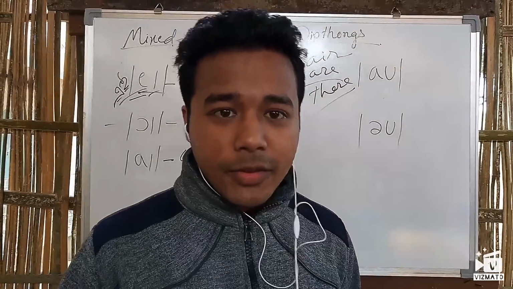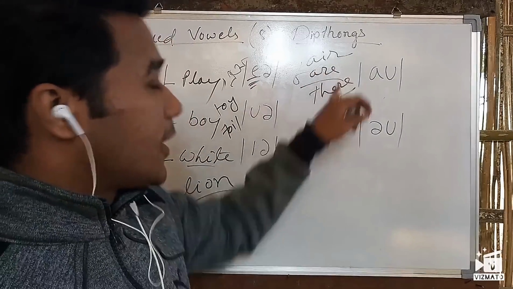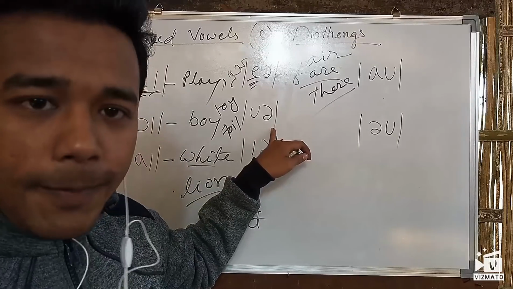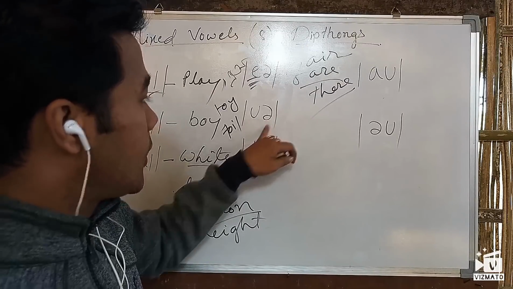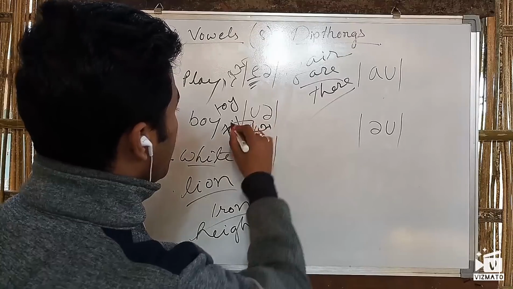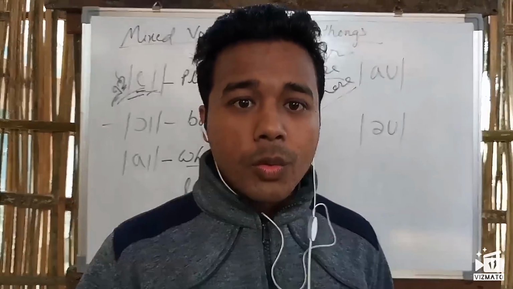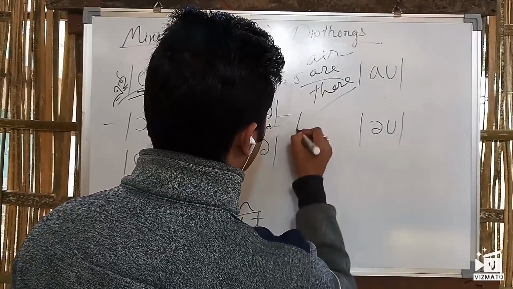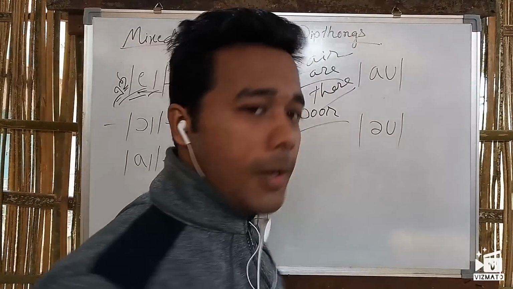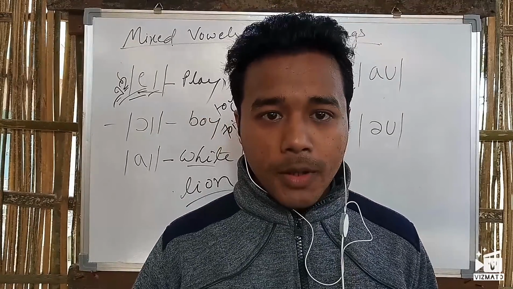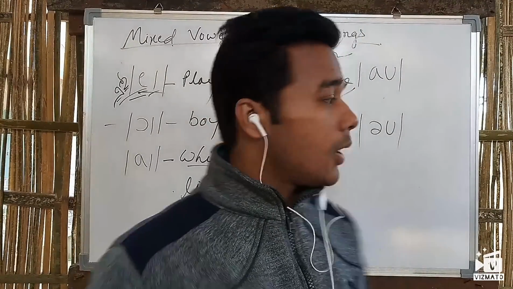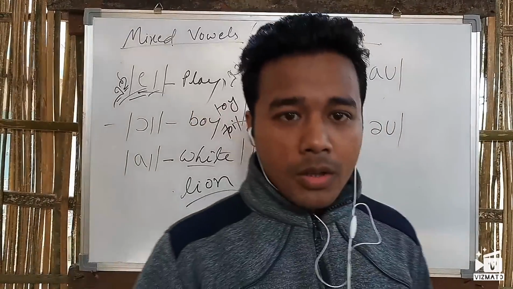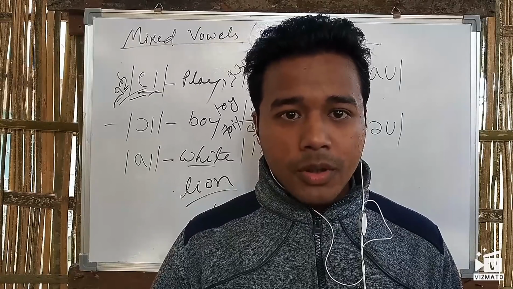Air, air sound. Right? Next we have ua. U sound and a sound. Ua, ua. This could be found in the word like poor, sure, S-U-R-E, sure. Are you sure? Not sure. Are you sure?